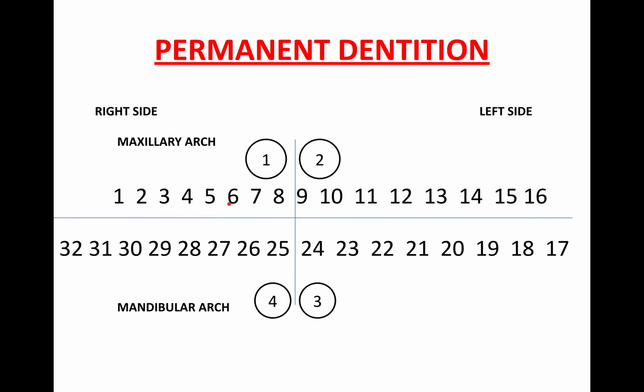We go on so on: canine, lateral incisor, central incisor. Then this is the permanent maxillary left side central incisor, then lateral incisor, canine, first premolar, second premolar, and 14 stands for the permanent left side first molar, then second molar, third molar. In the lower arch it goes third molar, second molar, first molar, second premolar, first premolar, canine, lateral incisor, central incisor, and so on.